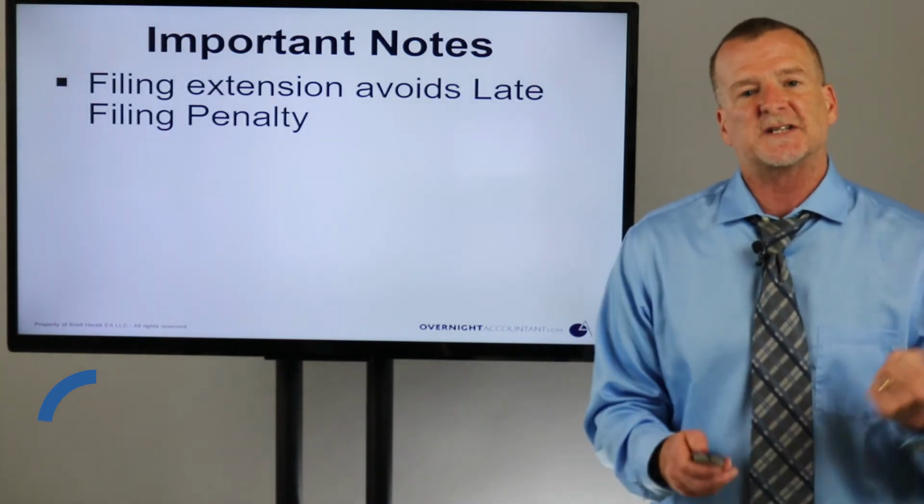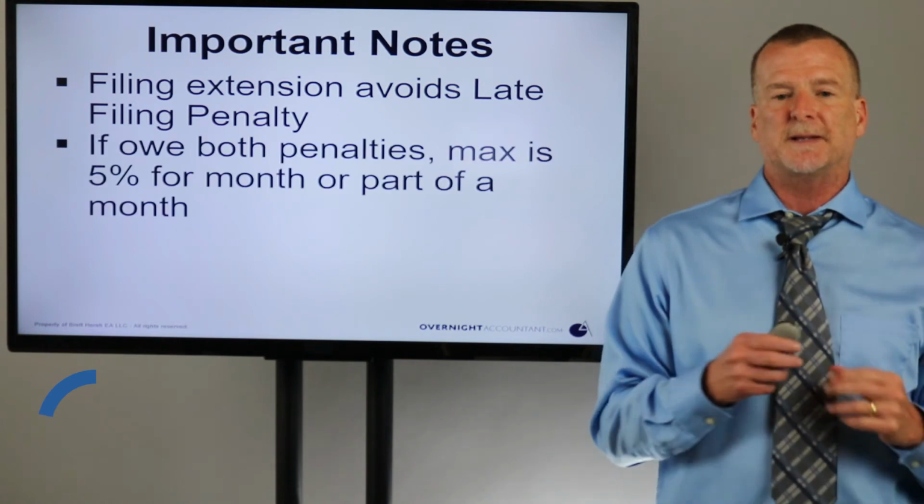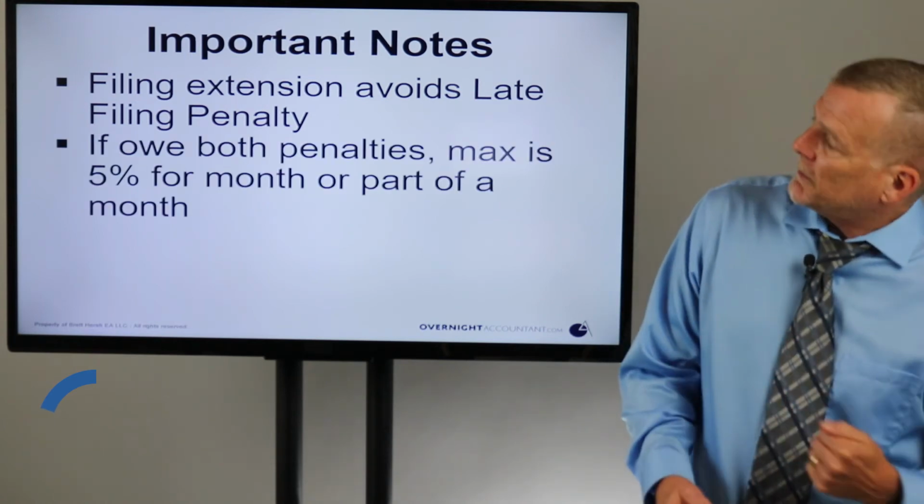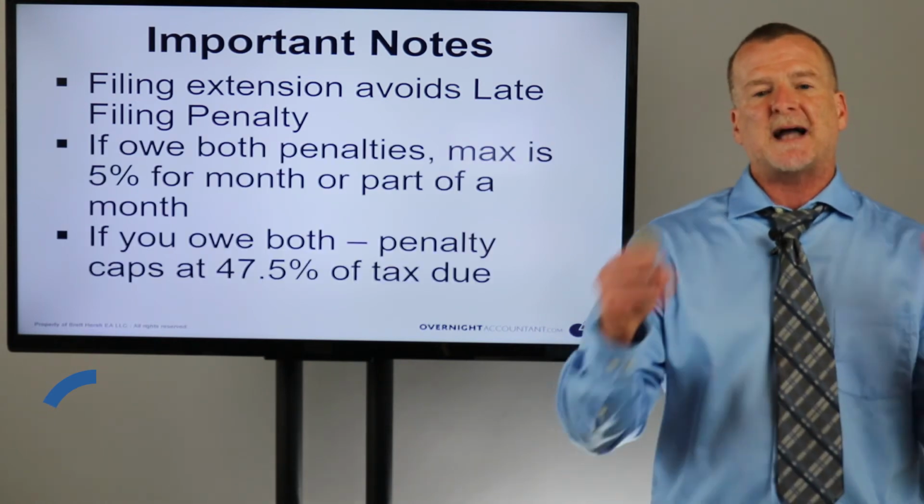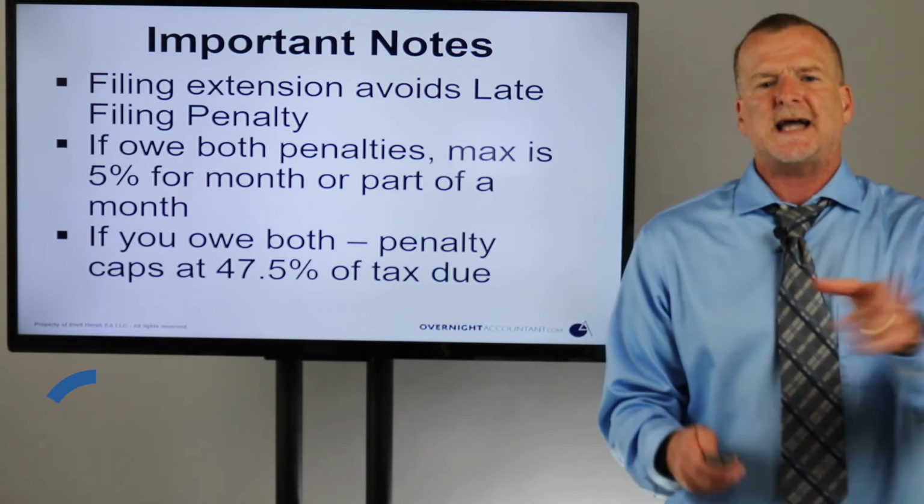Important to note, filing an extension is very, very important. It avoids the big penalty. Also, if you owe both penalties, the max is 5% per month or part of a month. That maxes out at 47.5% of the tax due.